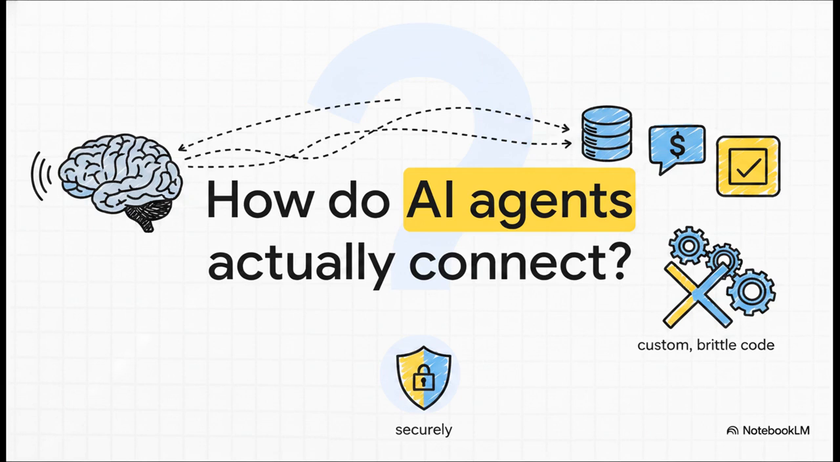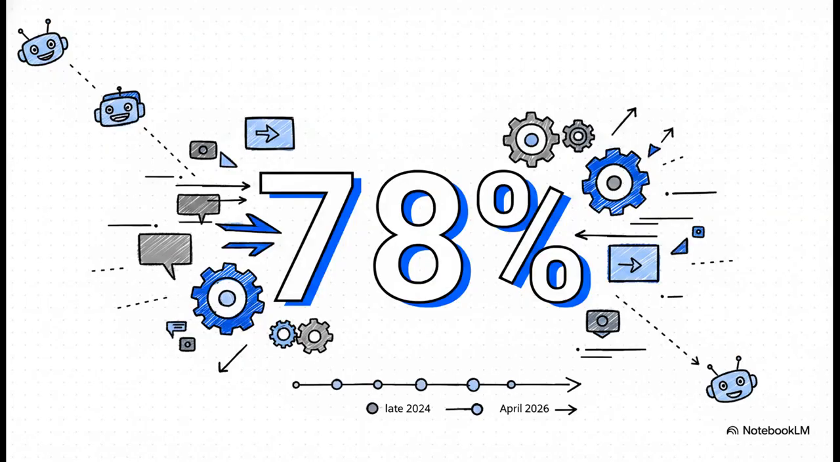Historically, developers literally had to write custom, incredibly brittle code for every single integration. And honestly, this problem is so urgent that the entire industry is going through a massive, rapid shift. Just look at this adoption rate. According to recent data from April 2026, a whopping 78% of enterprise AI teams already have an MCP-backed agent in production. That is a staggering adoption rate for a technology that Anthropic only just introduced in late 2024.